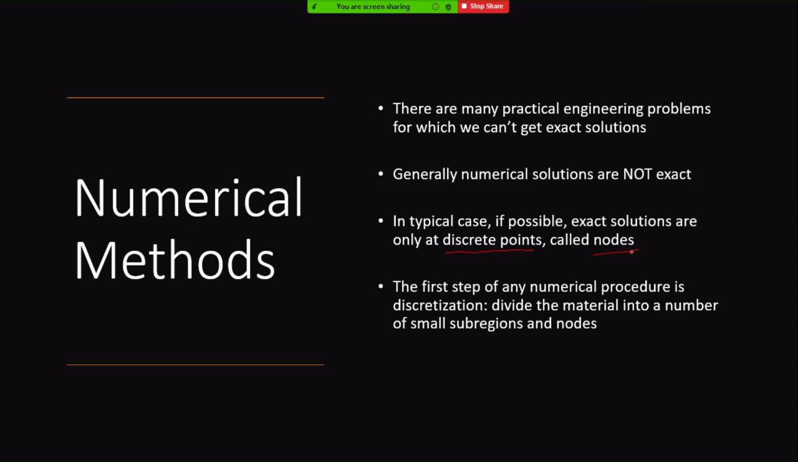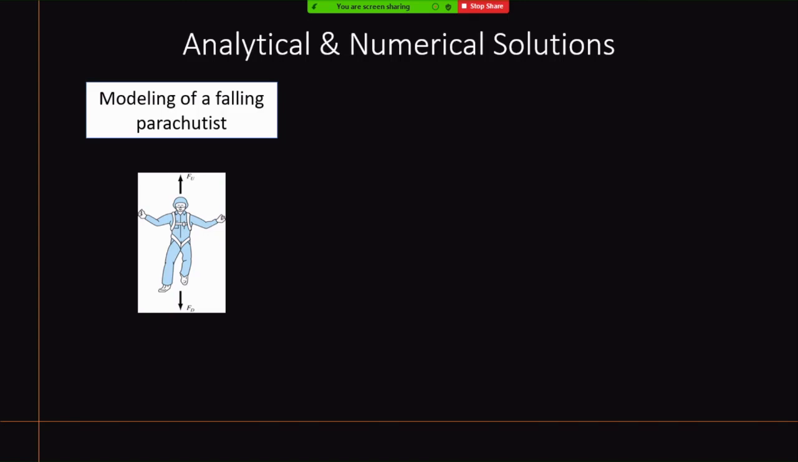We'll now look at the comparison of this with a simple example, modeling of a falling parachute. This parachutist is dropped from an airplane, and you want to do the analysis: what is the maximum velocity gained, and so on. So what is the first technique here? We learned it in the first year itself.